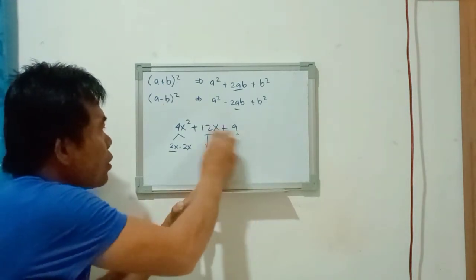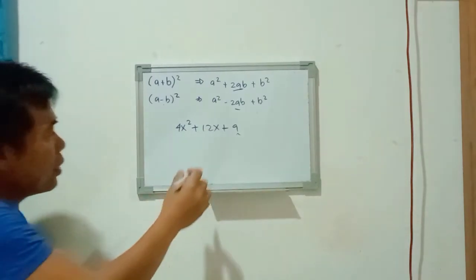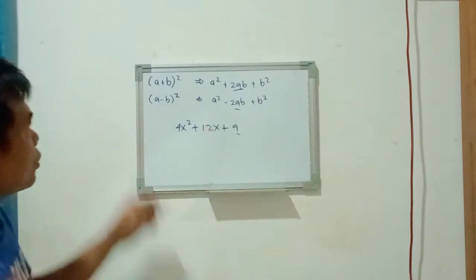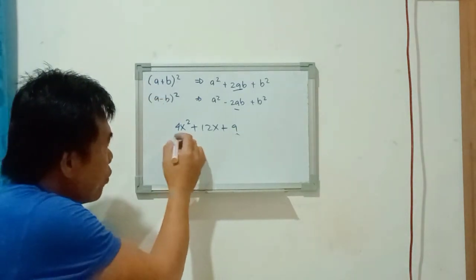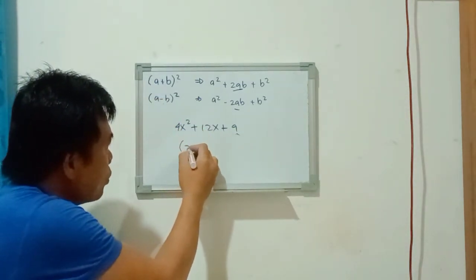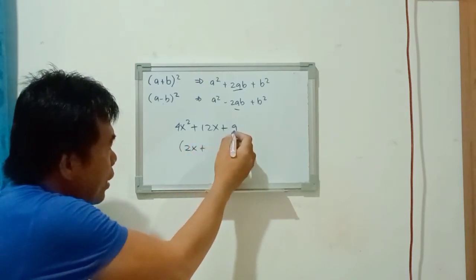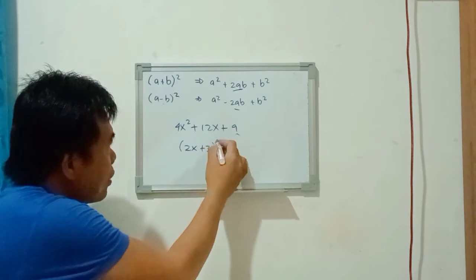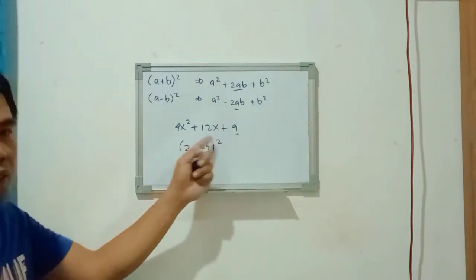Okay, let's factor this one. So again, the middle term has a positive sign, so we're using this factored form. The square root of 4x squared is 2x, plus the square root of 9 is 3. So this is the factored form of this trinomial.